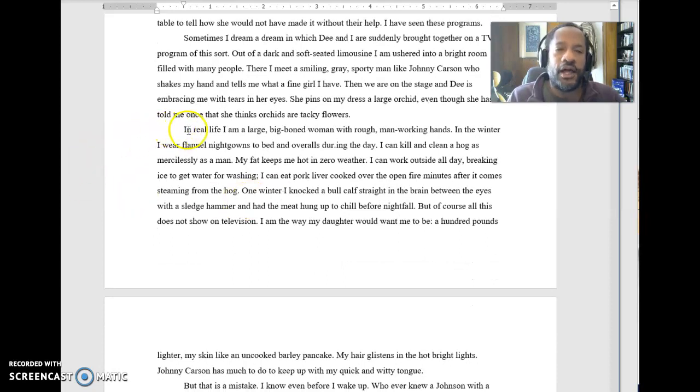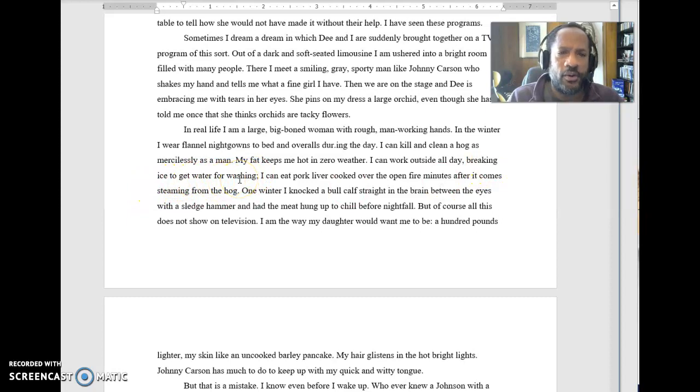And she says, in real life, this is what's actually going on. I am a large, big-boned woman with rough, man-working hands. In the winter, I wear flannel nightgowns to bed and overalls during the day. I can kill and clean a hog as mercilessly as a man. My fat keeps me hot in zero weather. I can work outside all day, breaking ice to get water for washing.